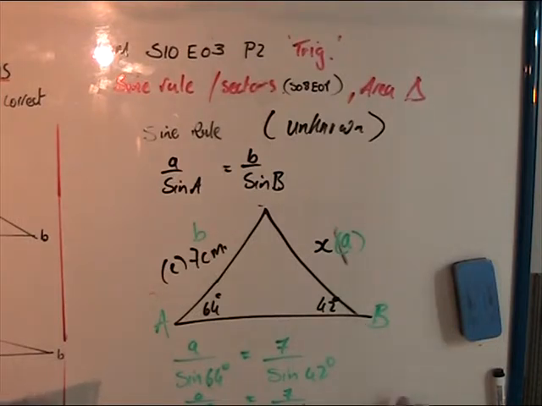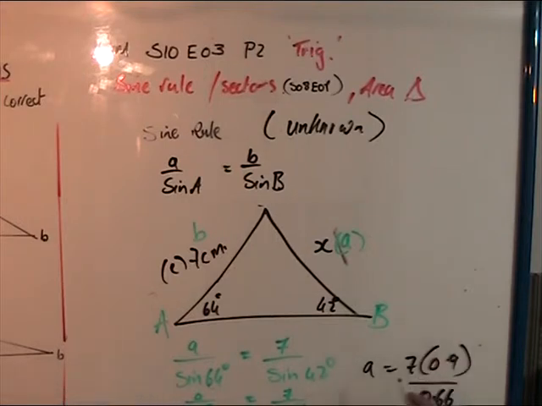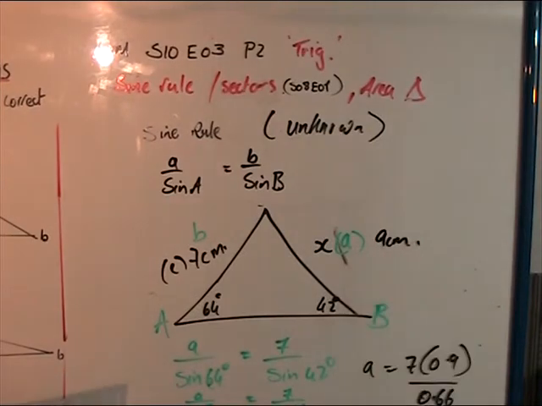Looking at the formula there, I've got A over 0.9. So A is equal to, I just multiplied it across, 0.9 all over sine of 42. Sine of 42 is 0.66. Then work it out, and I find my value of A. A is equal, in this case, to 9.4 centimeters. To the nearest centimeter, it's 9 centimeters.